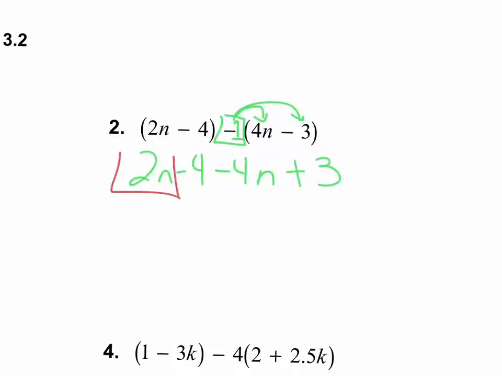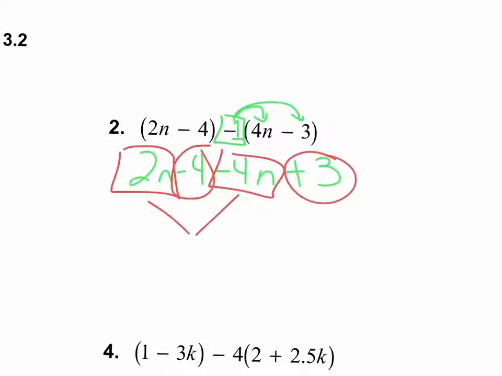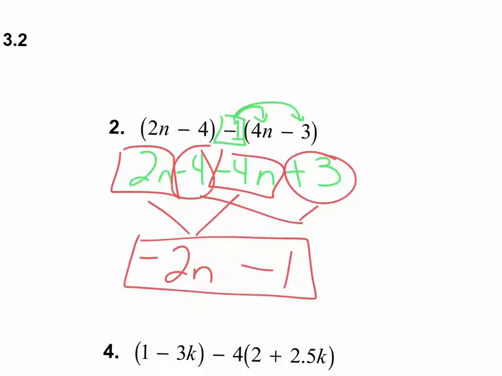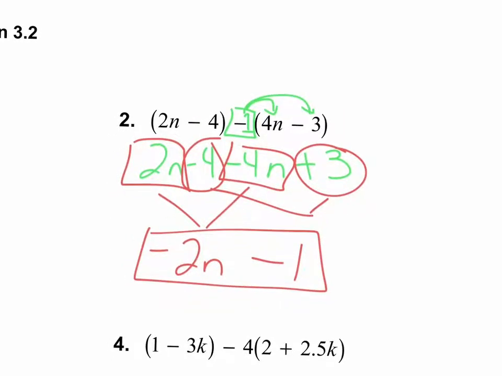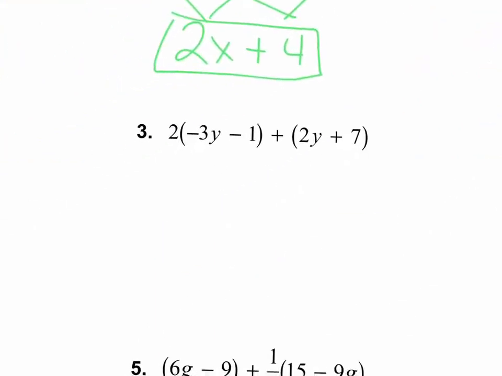We combine like terms: 2n, negative 4n, negative 4, positive 3. 2n, negative 4n, opposite signs we subtract, we get 2n. Keep the negative because 4 is bigger than 2. Negative 4, positive 3, subtract opposite signs, we get 1, and 4 is bigger, so it's a negative 1. So my answer would be negative 2n minus 1. So be careful when you are subtracting expressions, you have to distribute that negative in front.